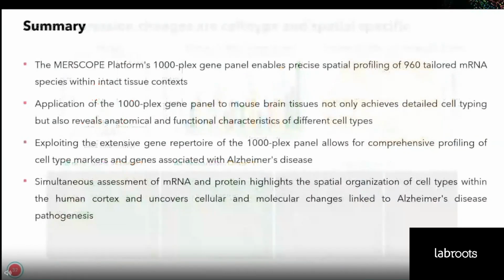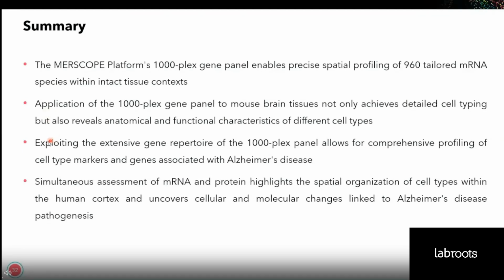So to summarize my presentation, today I showed some data generated from the new 1000-plex MERSCOPE gene platform. This big gene panel enables precise spatial profiling of 960 customized RNA species within intact tissue context. I also presented two showcases. One is applying the 1000-plex gene panel to mouse brain, which will not only achieve detailed cell typing, but also resolve anatomic and functional characteristics of different cell types.